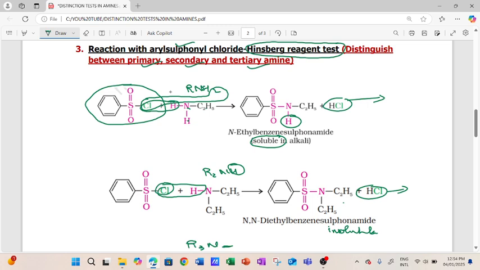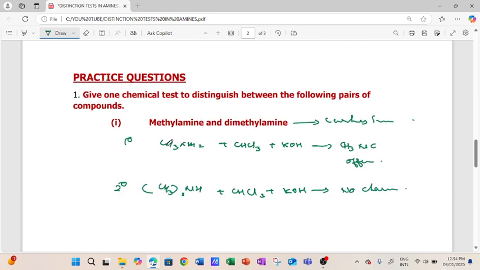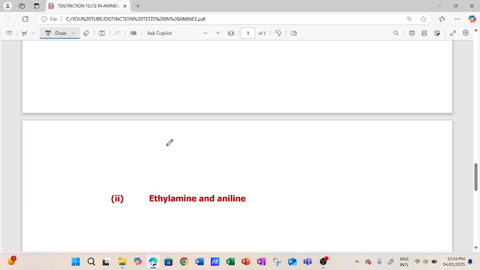You add alkali to the product. The product is like a precipitate. If it is soluble in the added alkali, it is primary. If it is insoluble, it is secondary. Why? Because there is no hydrogen atom connected to this nitrogen. And tertiary, of course, gives no product, no precipitate. So this is how we can understand the presence of primary, secondary and tertiary amines.